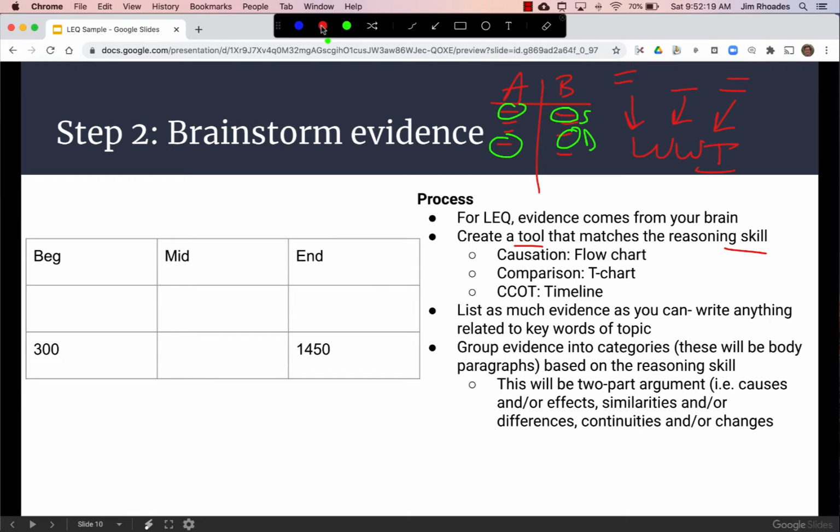And for continuity and change over time, because of the emphasis on over time, I like to make a timeline. So I like to split up my time period roughly into the beginning, middle, and end. I got these dates, 300 to 1450, from the prompt.